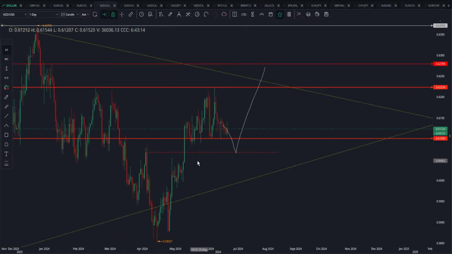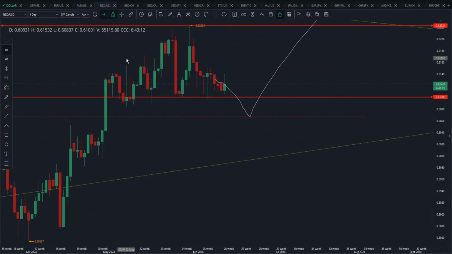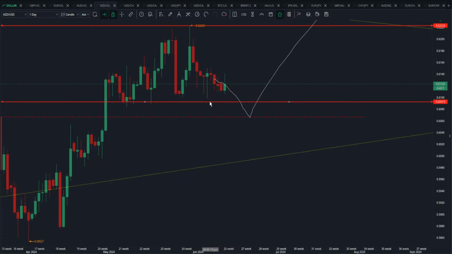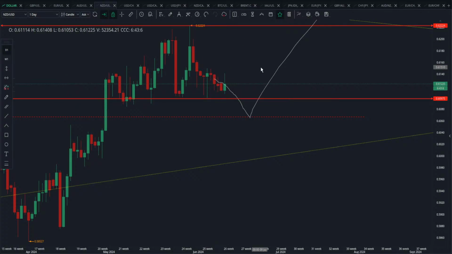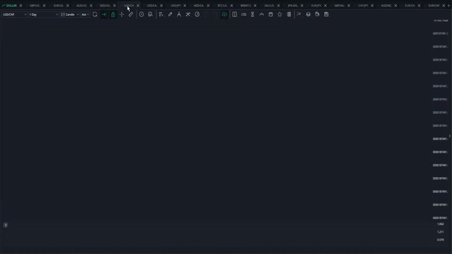Now on the daily, the price was making higher highs and higher lows. Here it went into consolidation. This becomes here and that is here. So you have a resistance around 0.6222 and the support around 0.6097 in this market.